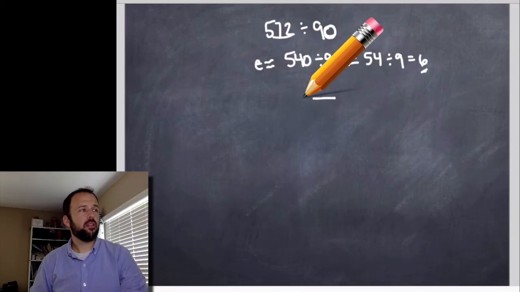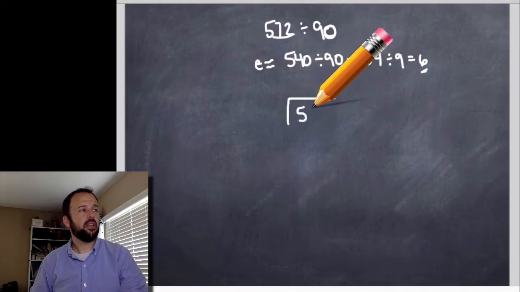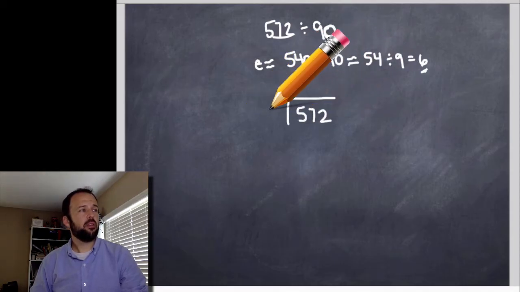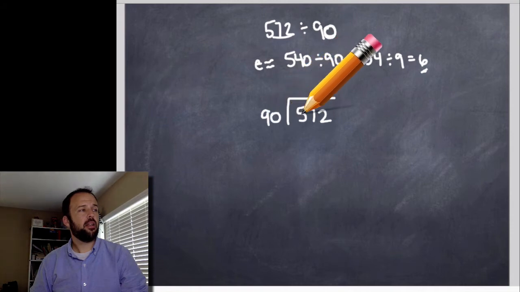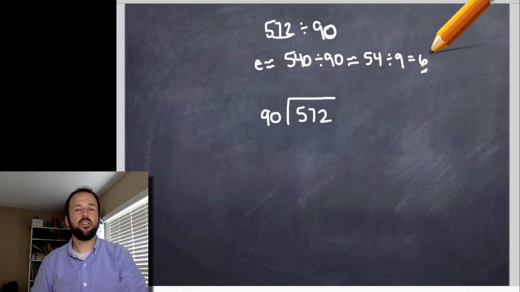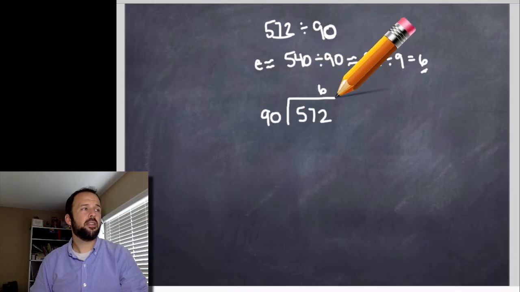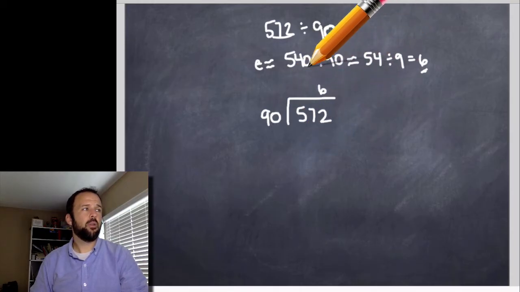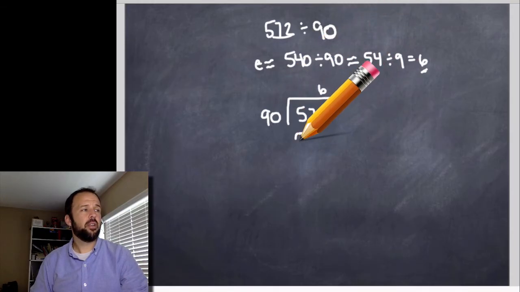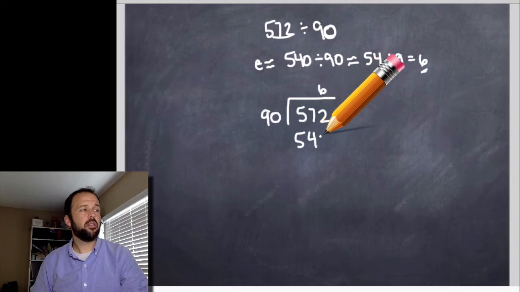So again, set this up vertically here. I have 572. I am dividing that by 90. Okay, and I had said 6 is a good multiple to use, right? So I'm going to write it over the ones. There's only 6 ones. So I'm going to put it over the ones place here. So 90 times 6 is going to give me, well, 540, right? So I'm going to put that in here.